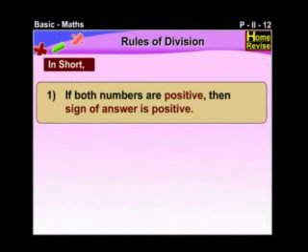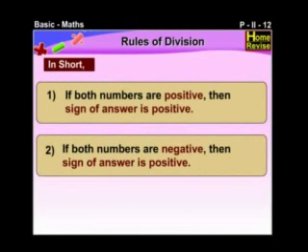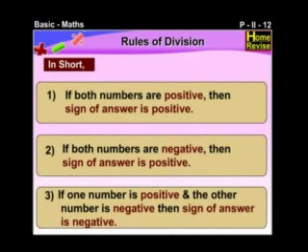In short, number 1, if both numbers are positive, then the sign of the answer is positive. Number 2, if both numbers are negative, then the sign of the answer is positive. Number 3, if one number is positive and the other number is negative, then the sign of the answer is negative.